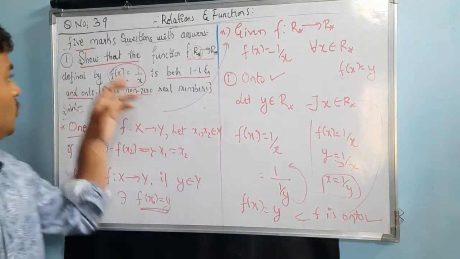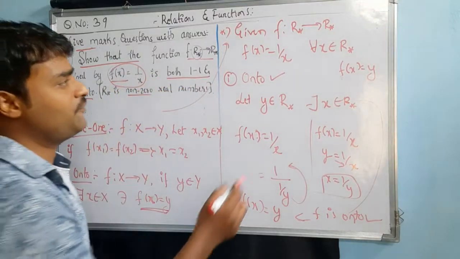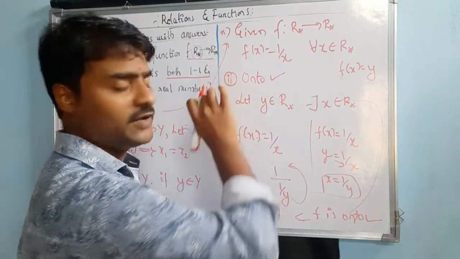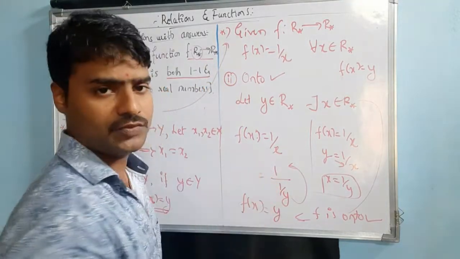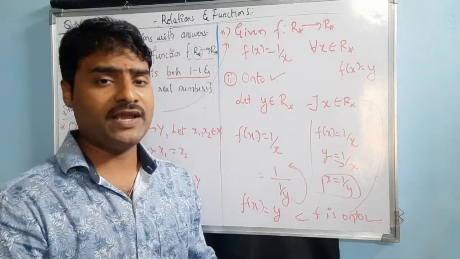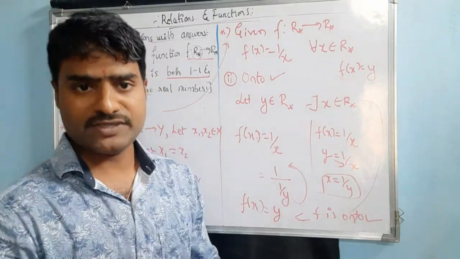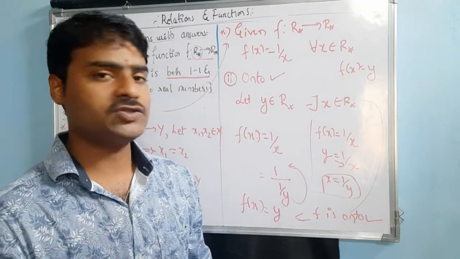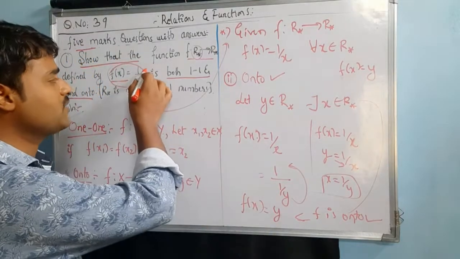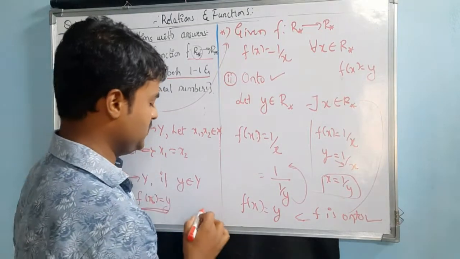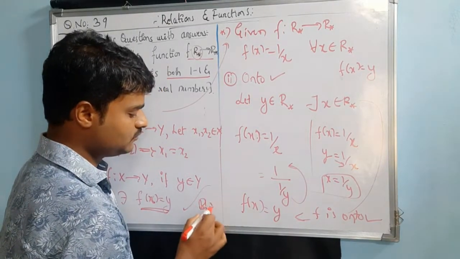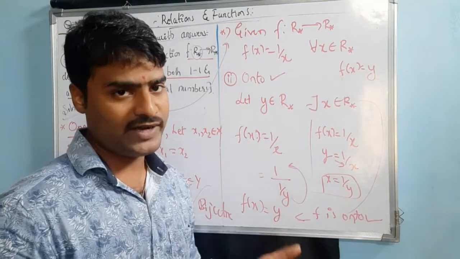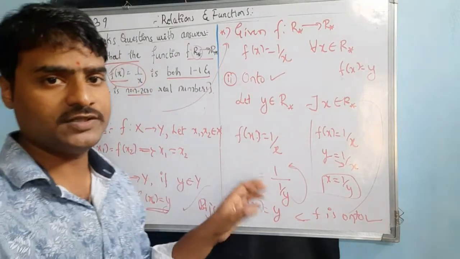So what is the question? Show that f is one-one and onto. So I have proved f is one-one as well as f is onto. If the function satisfies both one-one and onto, then it is called a bijective function. Here f of x equals 1 by x is a bijective function. Bijective is nothing but it satisfies both one-one and onto. So this is the solution of this question.